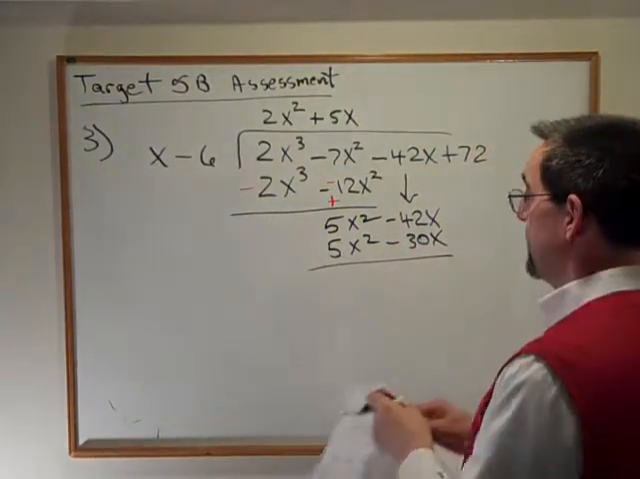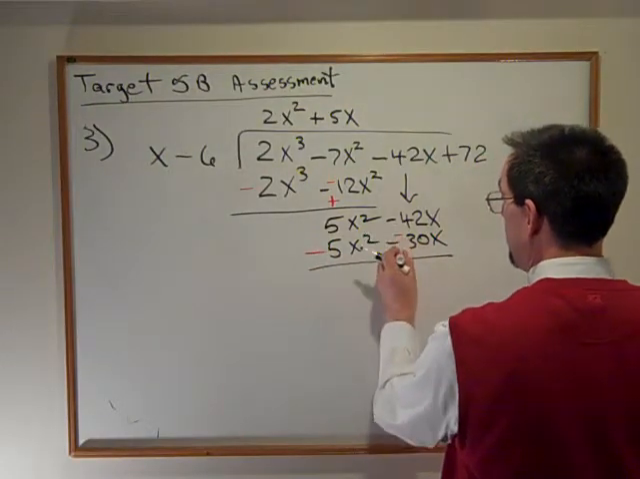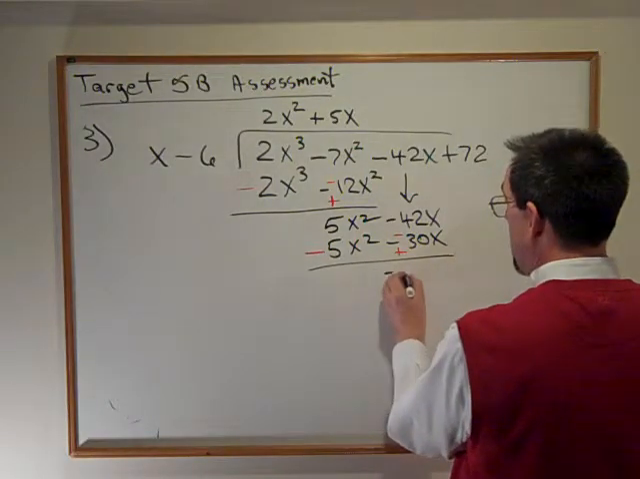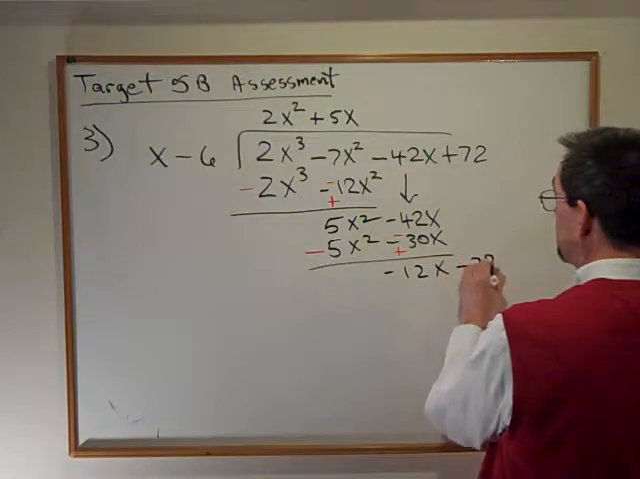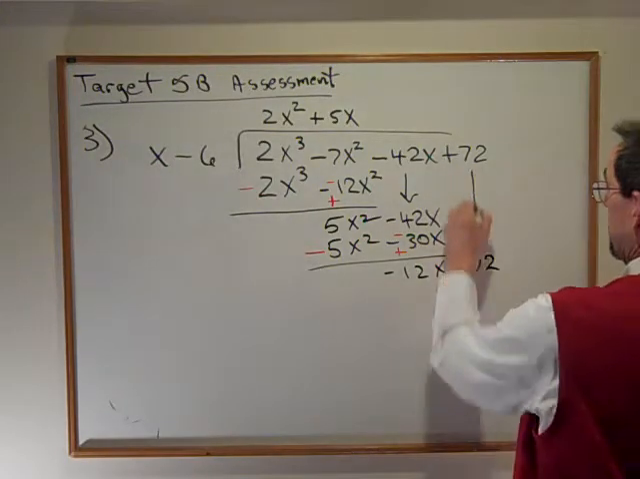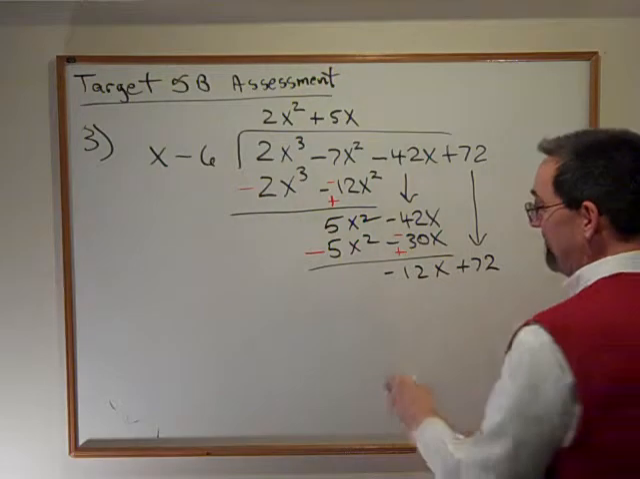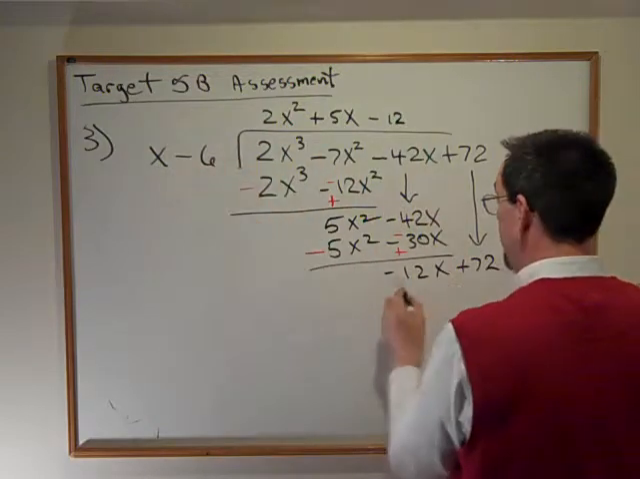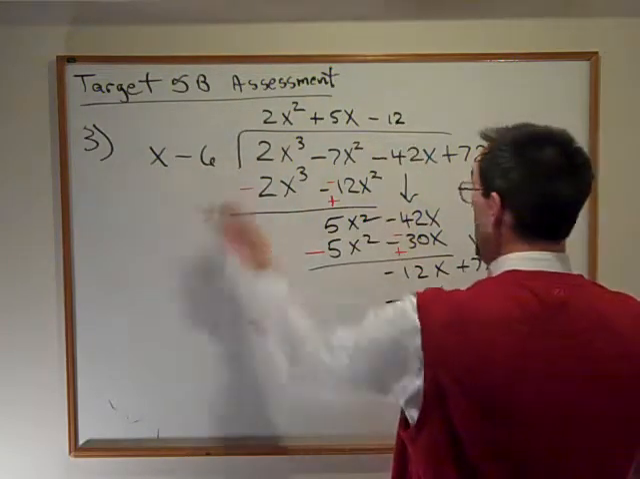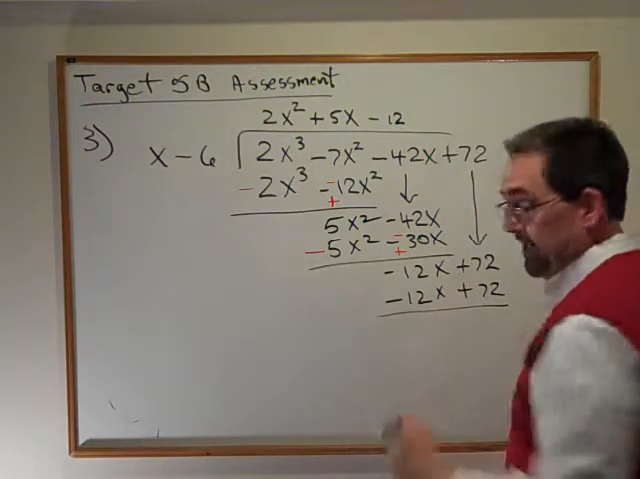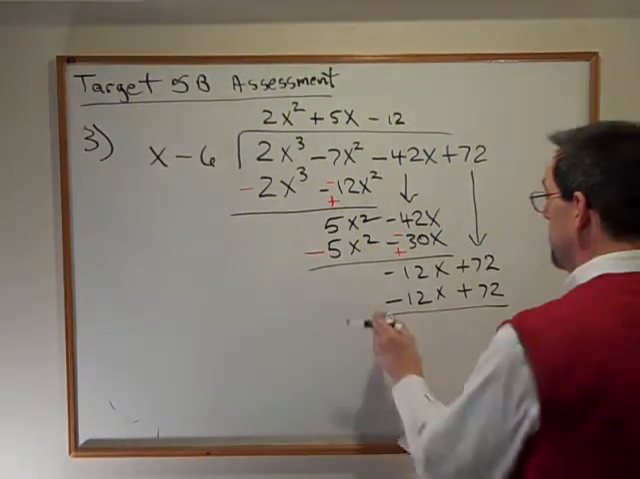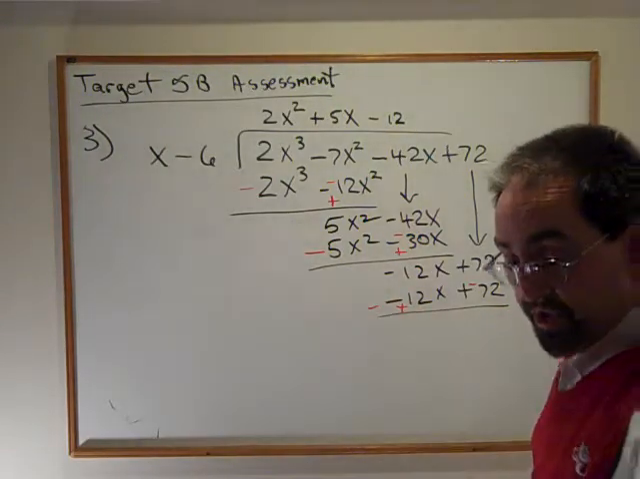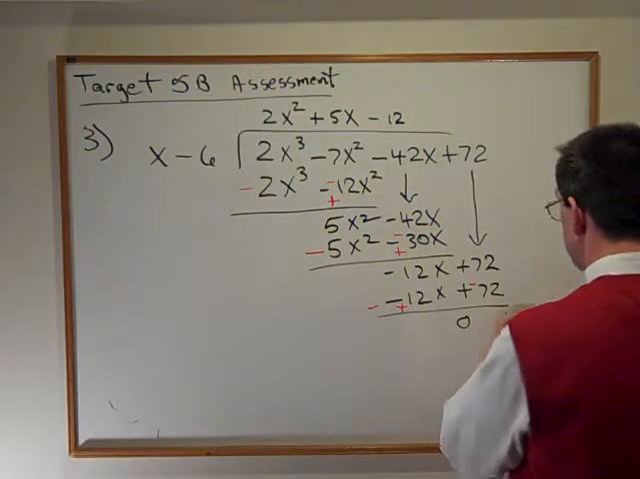Make sure you do your negative signs. Carry it all the way through, making that a plus. Giving us negative 12x plus 72. How many times does x go into negative 12x? Negative 12, negative 12x, positive 72. Again, when we go to subtract, negative times a negative, that's a plus. We do indeed get 0, so we got ourselves a smiley face.